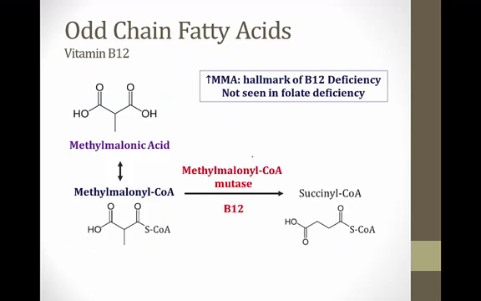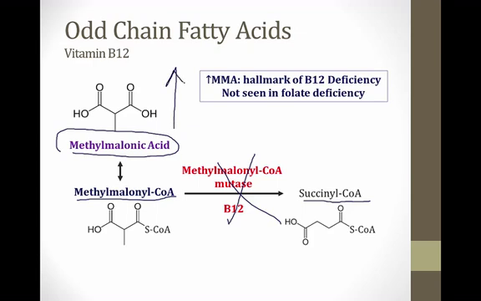If you are deficient in B12, this step will be ineffective, and therefore you'll be unable to convert methylmalonyl-CoA into succinyl-CoA. Methylmalonic acid can dissociate from methylmalonyl-CoA, and therefore in a B12 deficiency, you will see the level of methylmalonic acid rise in the plasma. And a high MMA level, or methylmalonic acid level, is a hallmark of B12 deficiency, and very importantly, this is not seen in folate deficiency, and this is one way you can tell the two vitamin deficiencies apart.